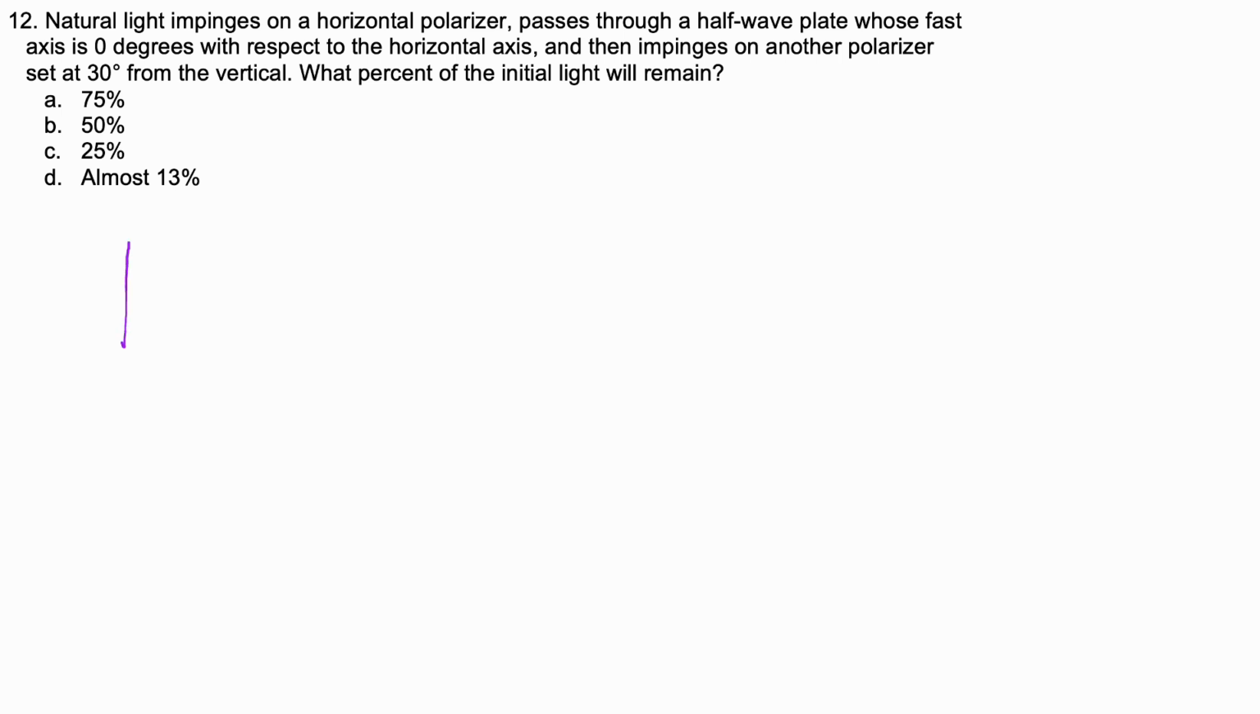So we have here natural light, right? And it's going into a horizontal linear polarizer. So we're going to have here only horizontal linear polarized light. So if we start here with 50%, we have here 50%.